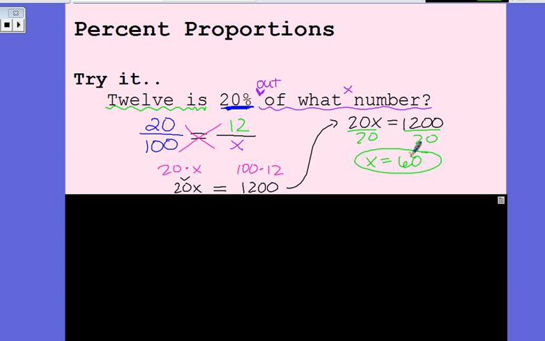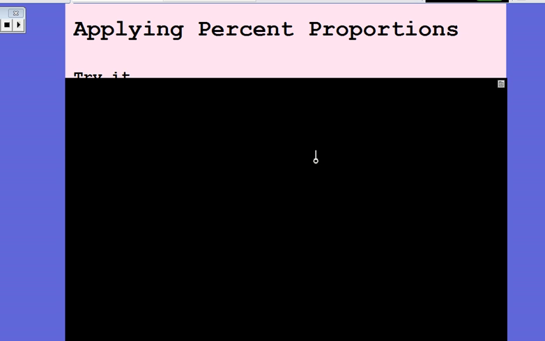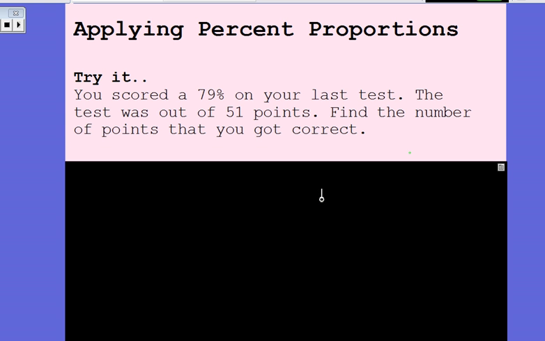Oh, I'm sorry, actually, we're going to do a practical problem next. So we're going to take a look at how this would look when we are dealing with a problem like this. This problem says, you scored a 79% on your last test. The test was out of 51 points. Find the number of points that you got correct.